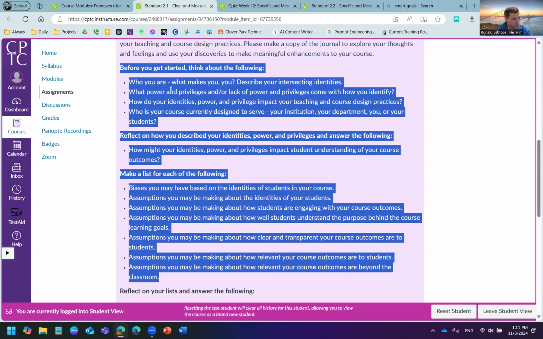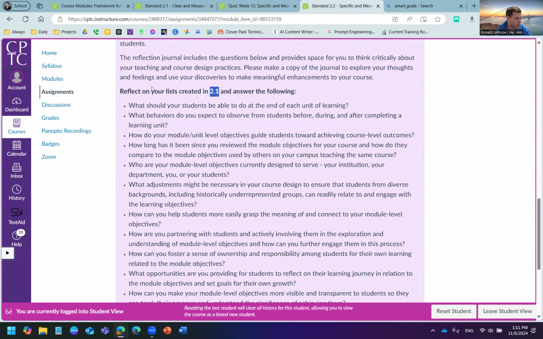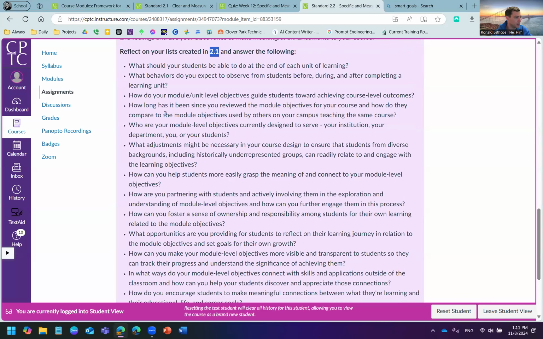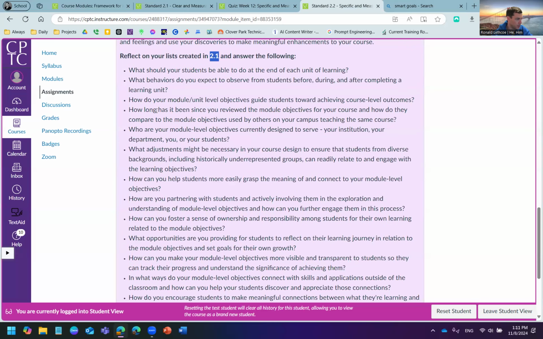If you haven't done this one, then maybe start there, because this one was originally designed with all of those questions in it. Since we've already done it, I cut them out for this assignment, and I just wanted to focus on these ones.